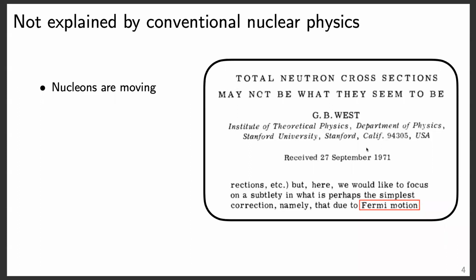And it has this ominous sounding name, that the total neutron cross-section may not be what it seems to be. He was cautioning people who at the time were trying to make statements about the neutron based on deuteron measurements. He is cautioning people that you need to focus on a subtlety for what is perhaps the simplest correction, namely that due to Fermi motion. The nucleons are moving within the nucleus, and this can obscure what you see.